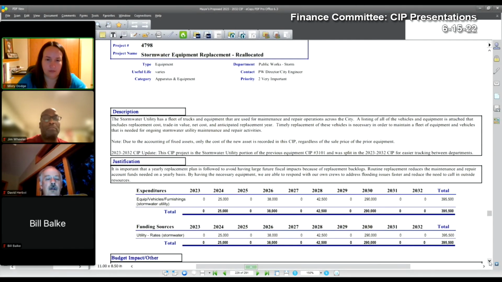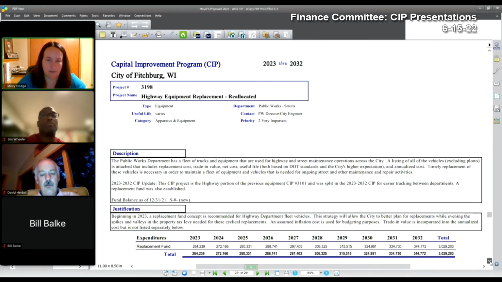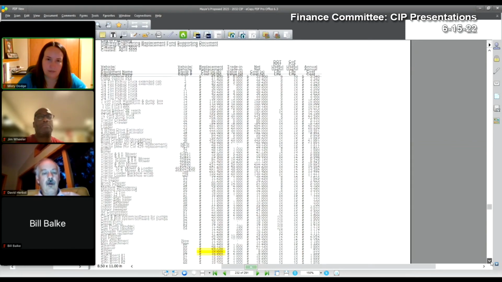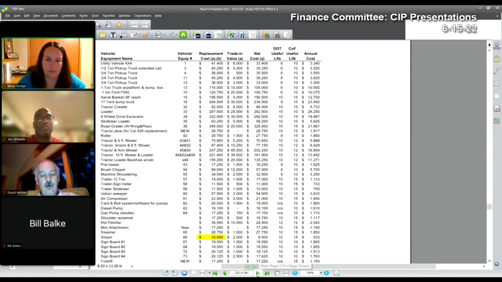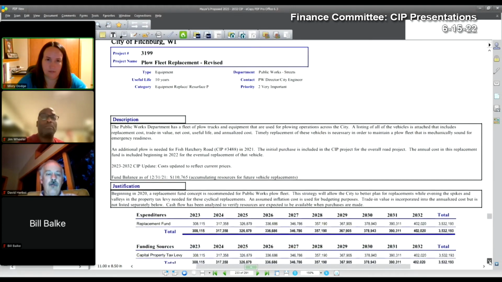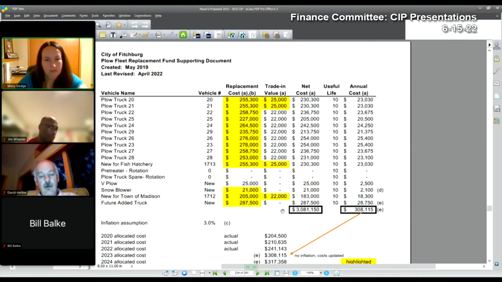4798, stormwater equipment replacement. This is a new project that replaces project 3101 to reflect the replacement fund for only the stormwater utility trucks and equipment. 3198 also is a new project that replaces 3101 and reflects only the trucks and equipment associated with the highway department or division. 3199, replacement fund to reflect snowplow equipment for Fitchburg. This project has been revised to reflect updated costs as well as a replacement schedule for snowplowing equipment.